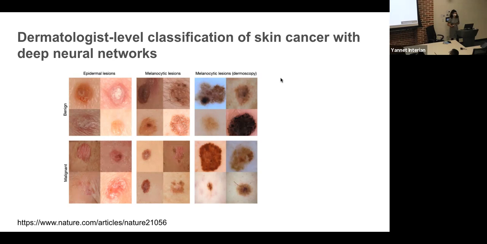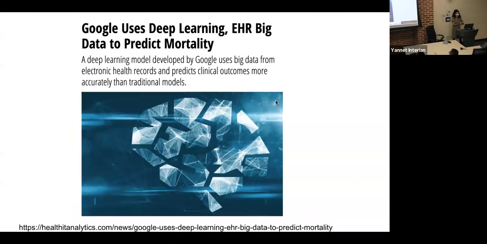I have some from medicine. This is a paper in which they talk about classification of skin cancer with neural networks, and they show that they can do it as well as trained dermatologists. That's a cool paper. Then Google had some methods in which you can predict mortality from medical records, also with very good results.